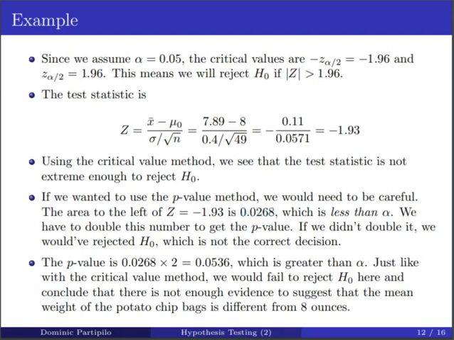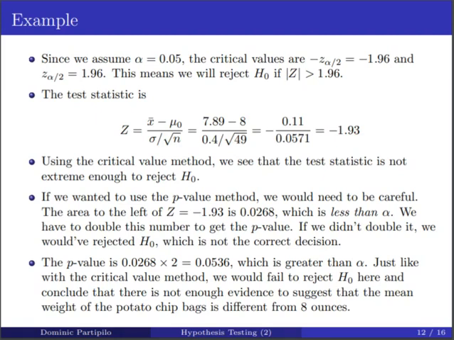And the reason this isn't the correct decision is because we did not double the p-value like we should have. But when we do double the p-value, we're going to come up with 0.0536, which is greater than alpha. So this matches our conclusion from the critical value method here. So that's why it's important to double the p-value when you're doing a two-tailed test.